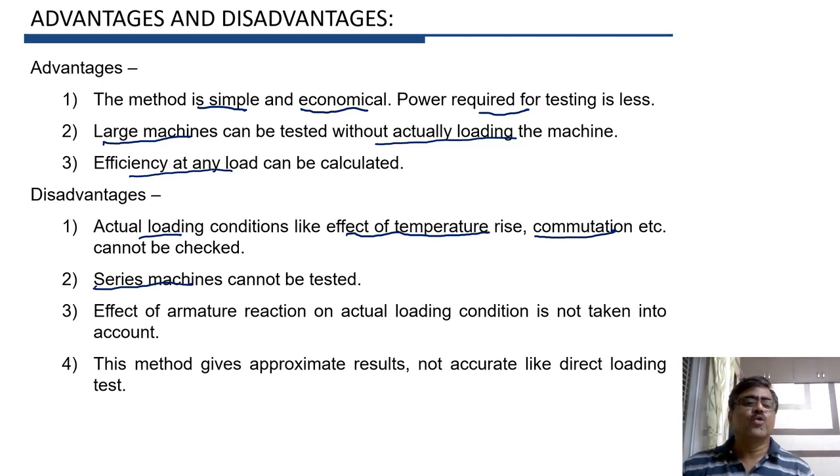And the fourth disadvantage is, this method gives only approximate results. With the help of direct loading test, we get accurate results, whereas here the results are not accurate like direct loading test, but we get approximate results only.